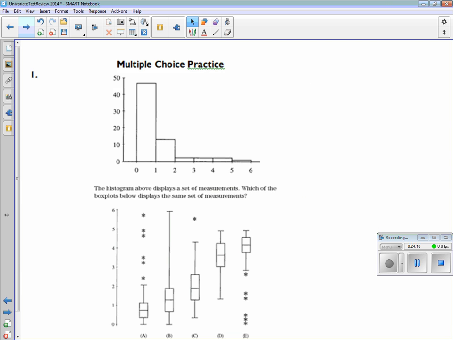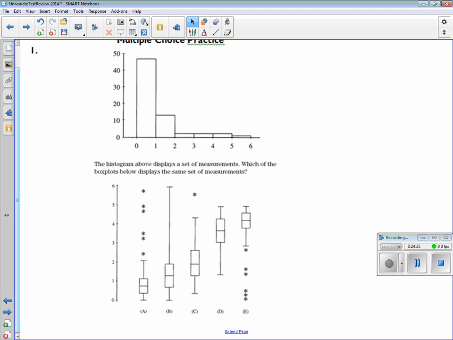Here are some multiple choice practice questions, because I promised you we would do those. This is an actual multiple choice question that was released by the College Board. It talks about a histogram and a series of box plots. This should look familiar. Didn't we have some problems in the textbooks that we had to match up like this, and I think we did it in class as well. So, which of these box plots, A, B, C, D, or E, represents the shape of that graph? Remember to turn your head to the left, because that's where 0 goes.